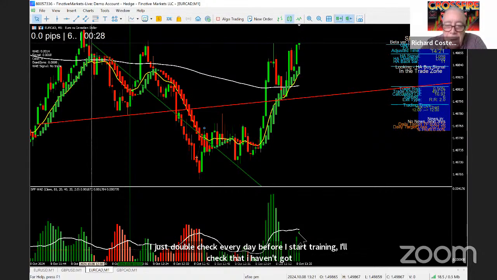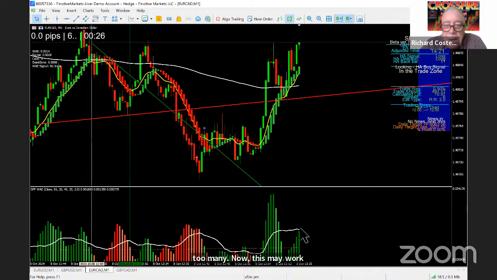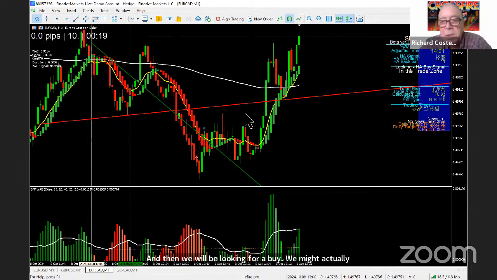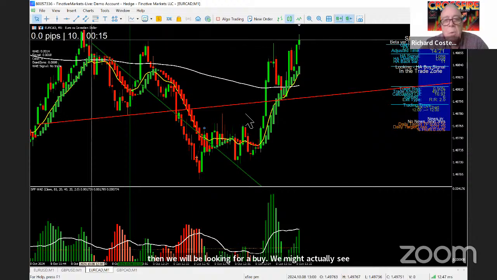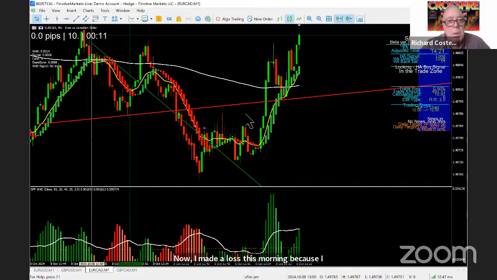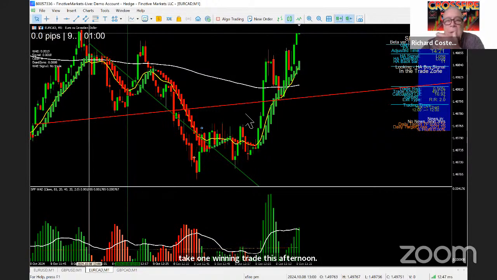Now this may well change in the next candle, and then we will be looking for a buy. We might actually see, before we leave this session, us get into a buy. Now I made a loss this morning because I lost 0.5%. So I'm keen to at least take one winning trade this afternoon. But if I take one winning trade, again, I'll stop trading. I don't want to be greedy.